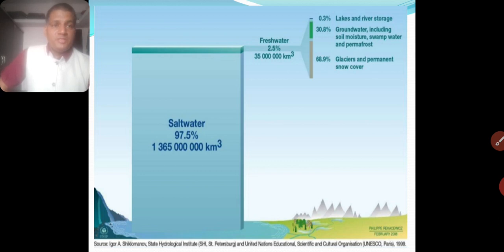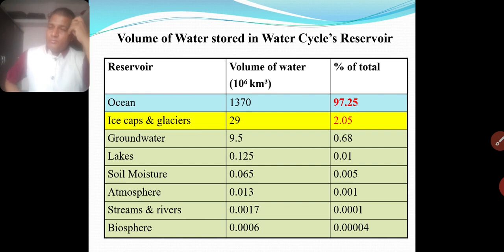So this is the picture which we have just explained. Salt water is 97.5%, and this much is in cubic kilometers. The fresh water is 2.5%, salt water is 97.5%, and of the rest, 0.3% is in the form of lakes, groundwater, glaciers, etc. So these are very important points under the global water status.